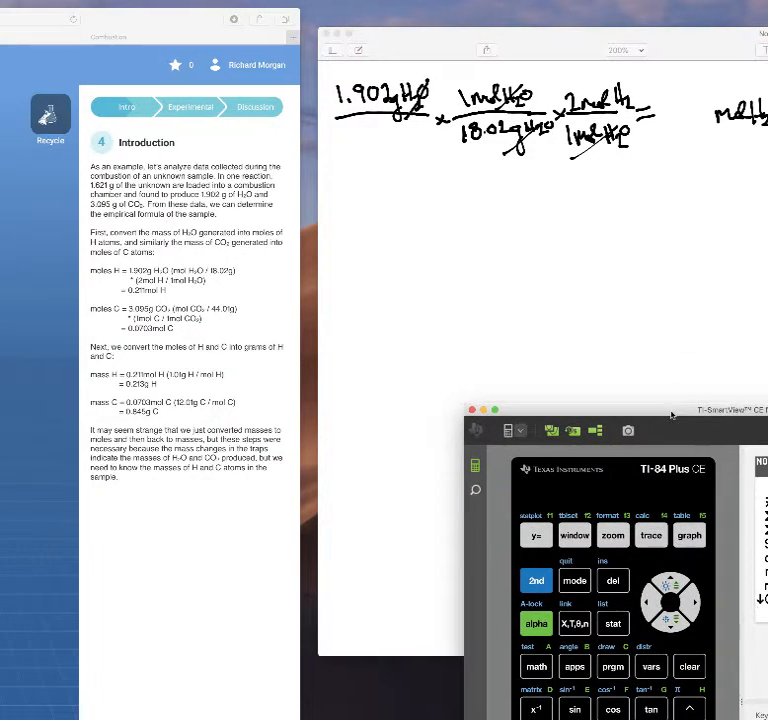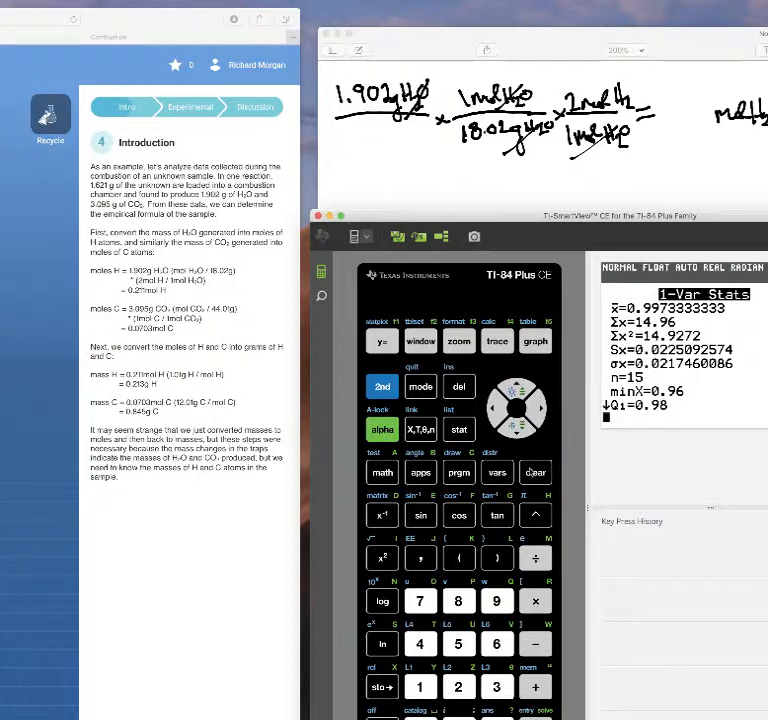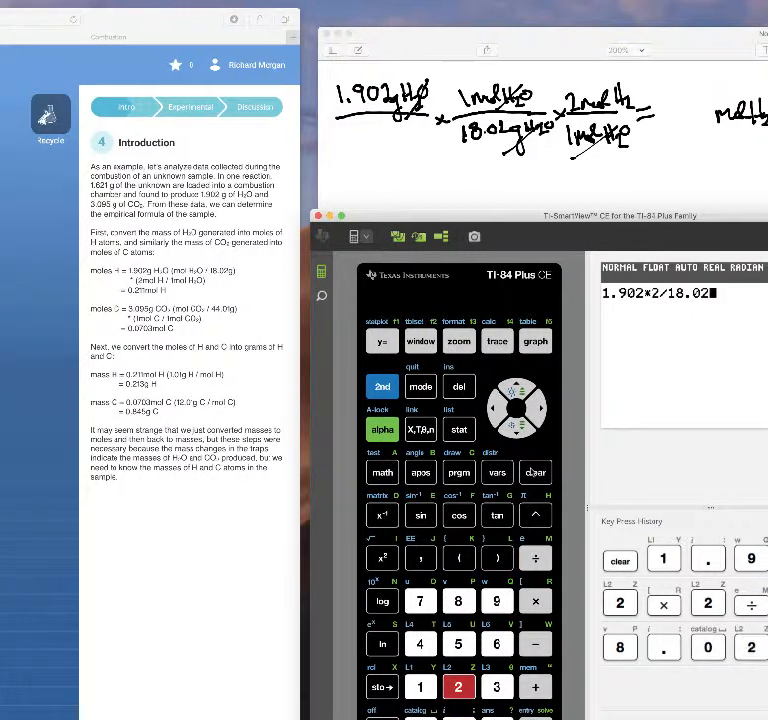I say, hey, chemistry calculator. All right, we have 1.902 times 2 divided by 18.02 equals, and we get 0.211. That's a count number, so we have four significant figures, so we have 0.2111 really.